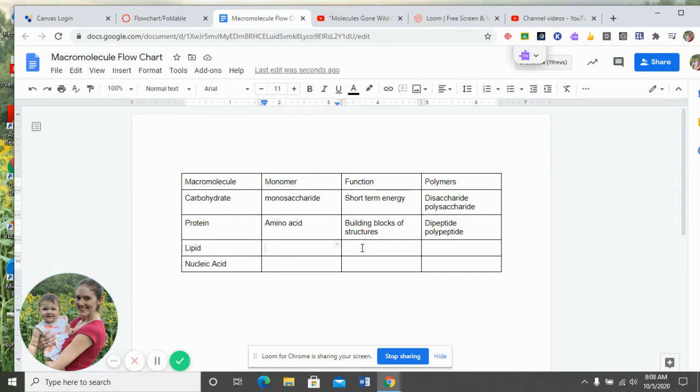And lipids. The monomer of a lipid is a fatty acid. A lot of people get proteins and lipid monomers confused because they both have the term acid in them. Remember, lipids are fats, so that should help you out. The function is going to be long-term energy. And the polymers, there's 4 different ones.